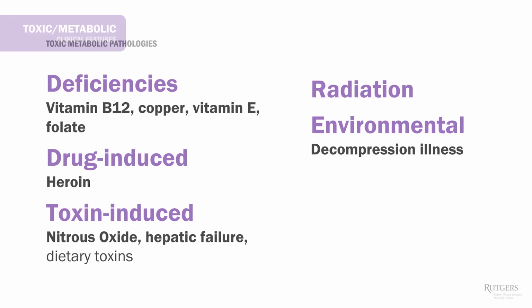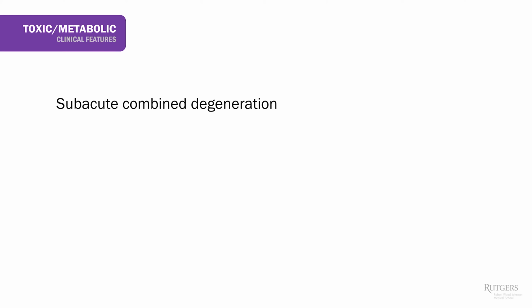The most common clinical presentation to recognize is subacute combined degeneration. Subacute refers to the time course, and combined means both dorsal columns and lateral corticospinal tract are affected. This pattern of damage can be caused by deficiencies of vitamin B12, copper, and vitamin E, heroin toxicity, and also nitrous oxide intoxication, which I mentioned inactivates B12. Remember that vitamin B12 and copper are important for the maintenance of the entire nervous system. So in addition to myelopathy, patients develop peripheral neuropathy and cognitive deficits.